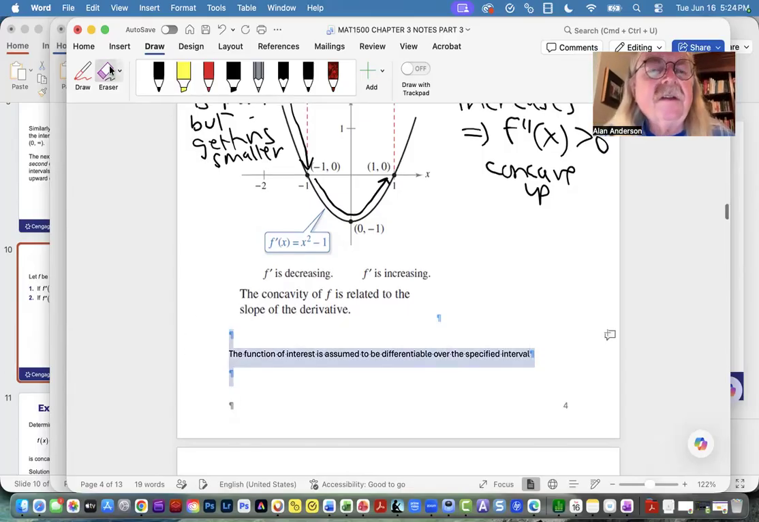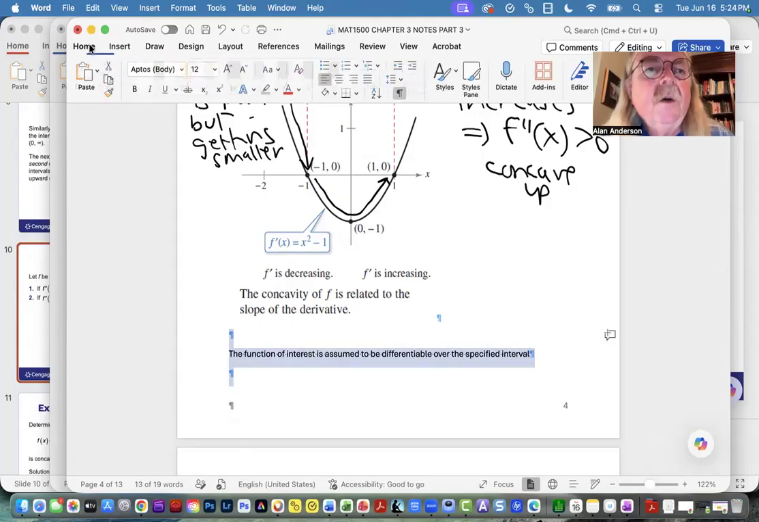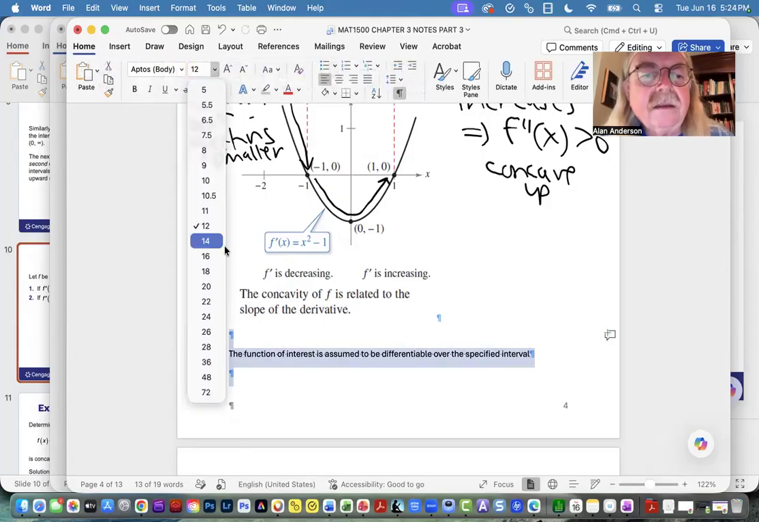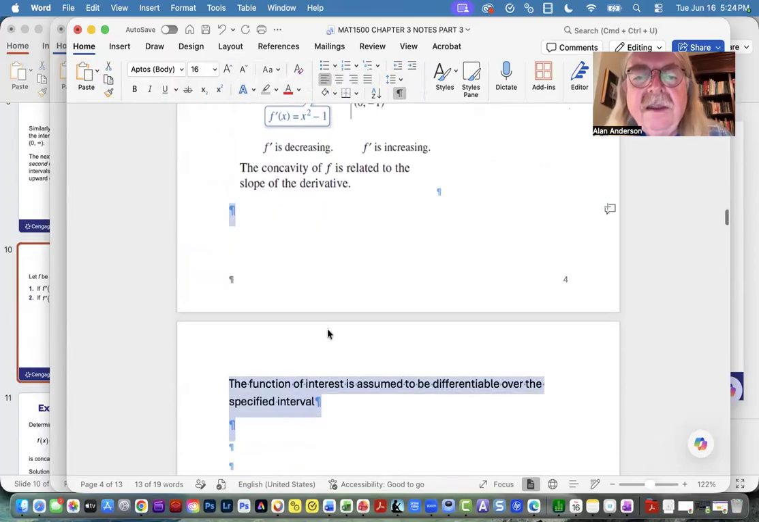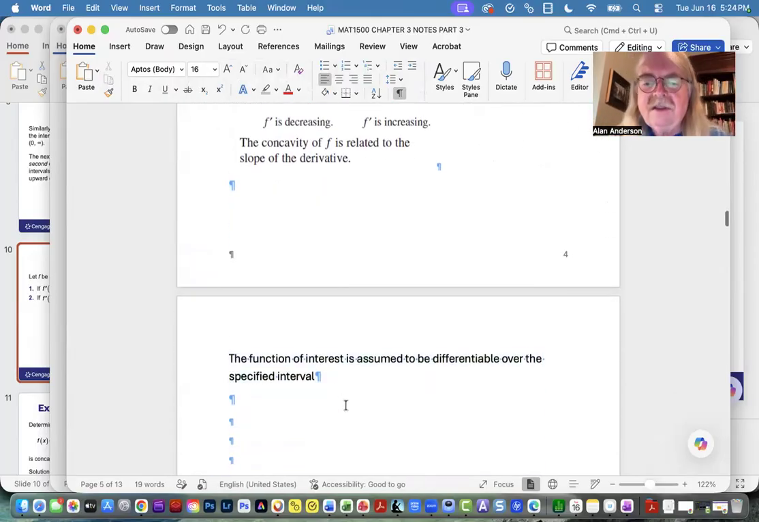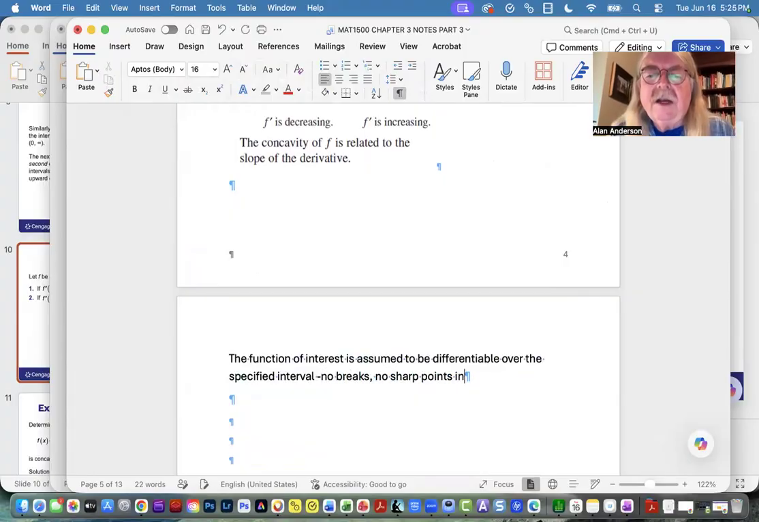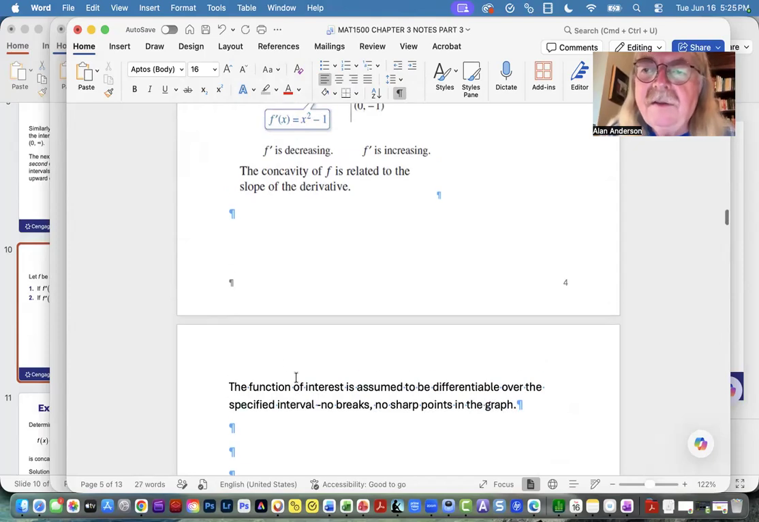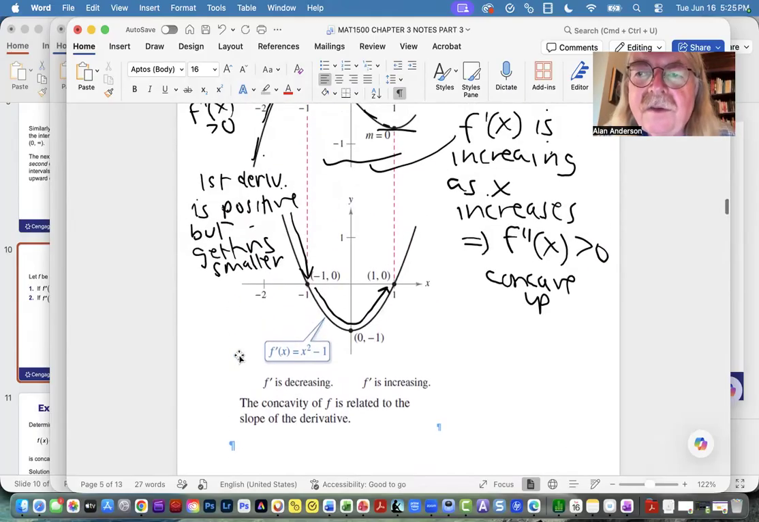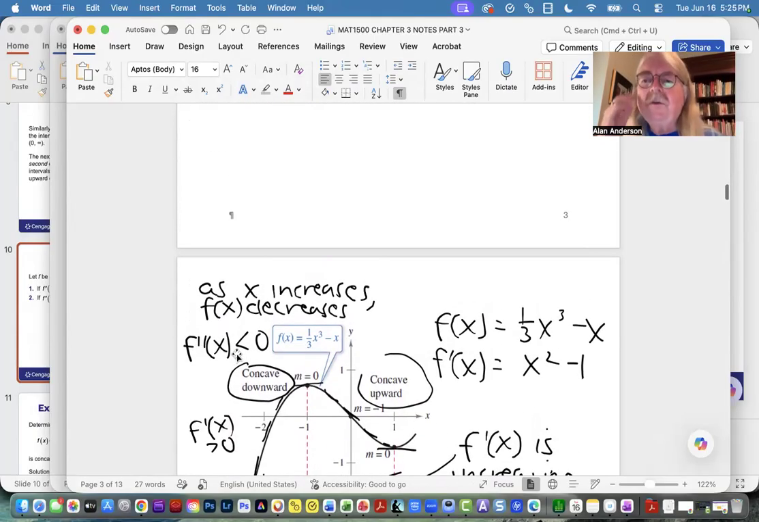Because if there are discontinuities or a sharp break in the curve or something like that, then that's going to throw off our results. But that's what's going on behind the scenes. We're assuming that the function is differentiable, and therefore no breaks, no sharp points in the graph. If that happens, well, then all of this is fine. If not, that sort of calls our results into question. So we're assuming differentiability over this interval.